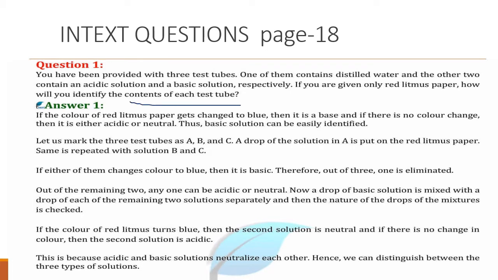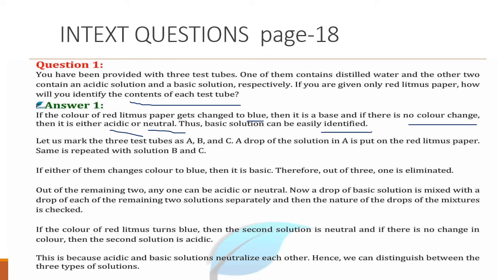Answer for this question: if the color of the red litmus paper gets changed to blue, naturally a base turns red litmus to blue, then the solution is basic in nature. If there is no change in color, then it is either acidic or neutral in nature. Thus, the basic solution can be identified.